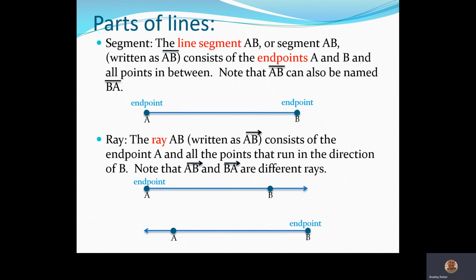You could also go from B to A, but it contains all of those points that are in between A and B. So there are also infinitely many points on segment AB. Could also call it segment BA. And the shorthand looks like an A with a B next to it, and then you have a little segment above it, no arrowheads.